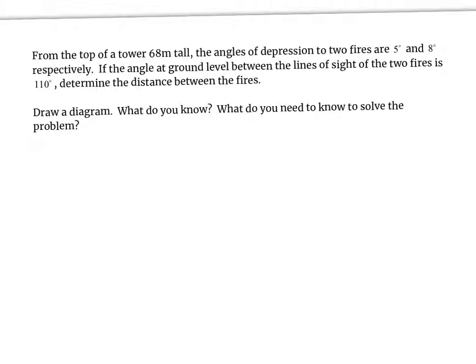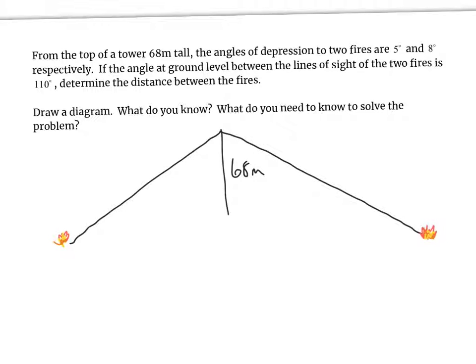So let's unpack that a little bit. First of all, we've got a tower that's 68 meters tall. We'll draw that. The next thing you've been told is the angles of depression to two fires are 5 degrees and 8 degrees. So let's draw some fire. Okay, so we've got two fires. Remember now, it's angle of depression. So in order to get the angle of depression, I have to go from the horizontal down. So there's my angle of depression. Sorry, my degree sign doesn't look very nice.